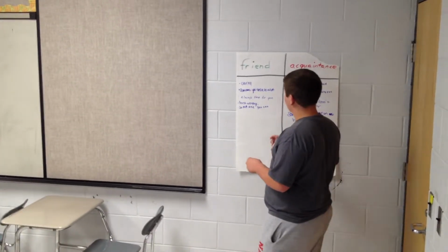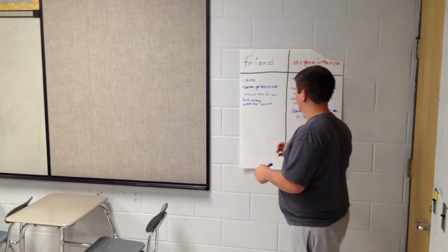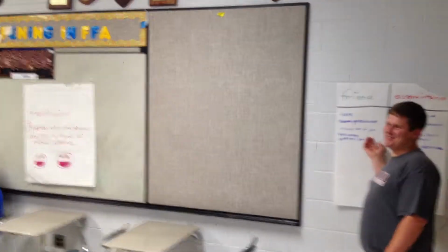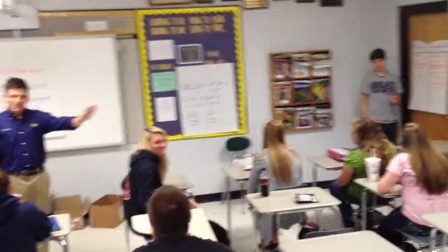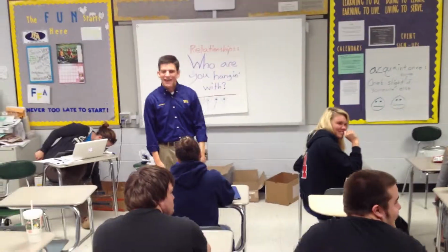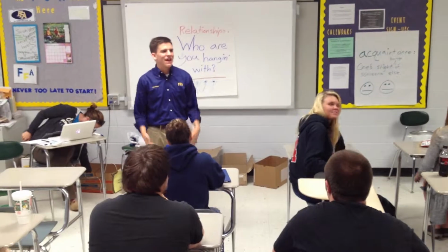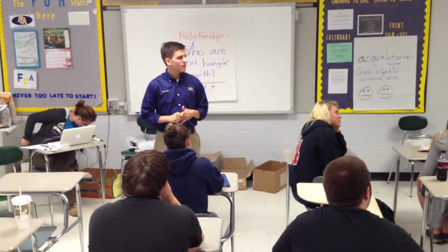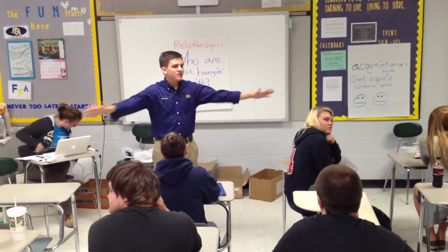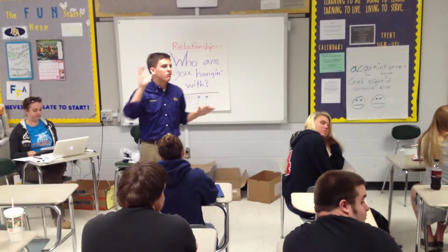For our friends, we have someone who's caring, someone that you can talk to about anything, always there for you, trustworthy, and someone you can. He didn't finish the last one. That's okay. So, let's go ahead and mark that off. Someone you can is pretty rough. Yeah. Someone you can. Okay. And then our acquaintances are... Let's make sure we're all turning our attention towards TJ right now. We want to make sure we're right with them.